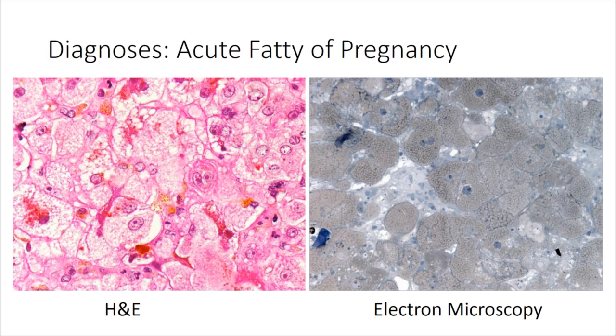On electron microscopy, we did, in point of fact, show again that there is microvesicular steatosis. So the diagnosis in this case is acute fatty liver of pregnancy. You can see that there is microvesicular steatosis and the hepatocytes are a bit enlarged, but I wouldn't call them, quote, ballooning degeneration.